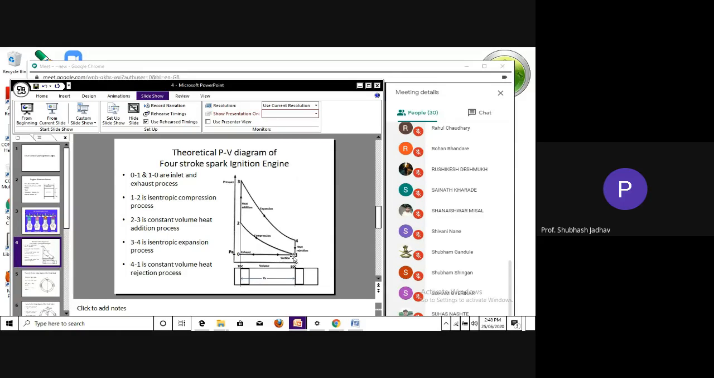Then from 1 to 0, it is our exhaust. So 0 to 1 is your suction, 1 to 2 is your compression, 2 to 3 is your constant volume heat addition. Now, is there anything happening during this? Yes, it is happening. What is happening? Combustion is happening.